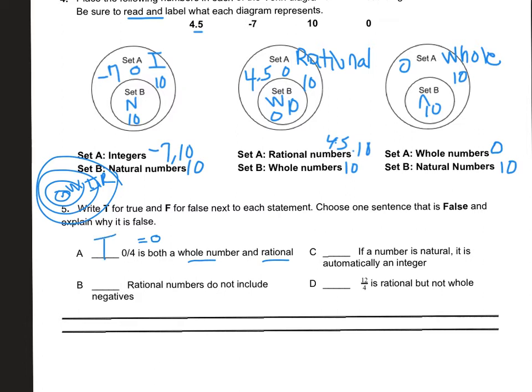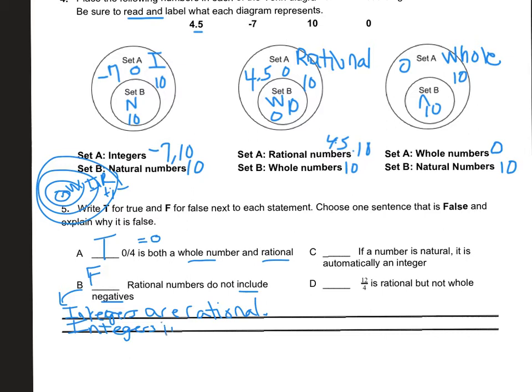Now, rational numbers do not include negatives. I'm going to say that is false because integers is a subset of rational. I know rational numbers can be positive and negative. So I can say that integers are rational values, and therefore integers include negative values.